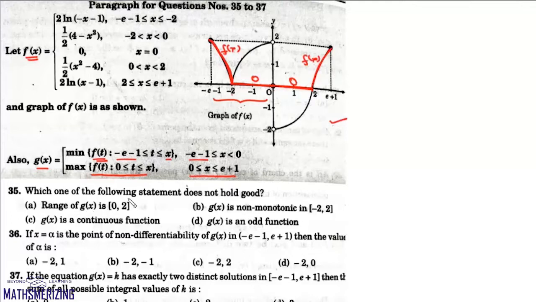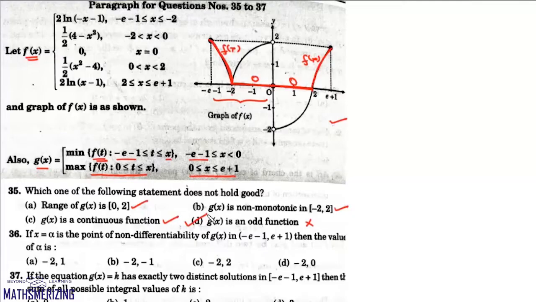Now the question is, which one of the following statements does not hold good? Range of g(x) is from 0 to 2. So range is from 0 to 2, which is true. g(x) is non-monotonic in minus 2 to plus 2. This is also true because it is a constant function. g(x) is a continuous function, which is correct. And g(x) is an odd function. Now g(x) is symmetric about the y-axis, so it is an even function and not an odd function. So this is incorrect. So the statement that does not hold good is statement D.